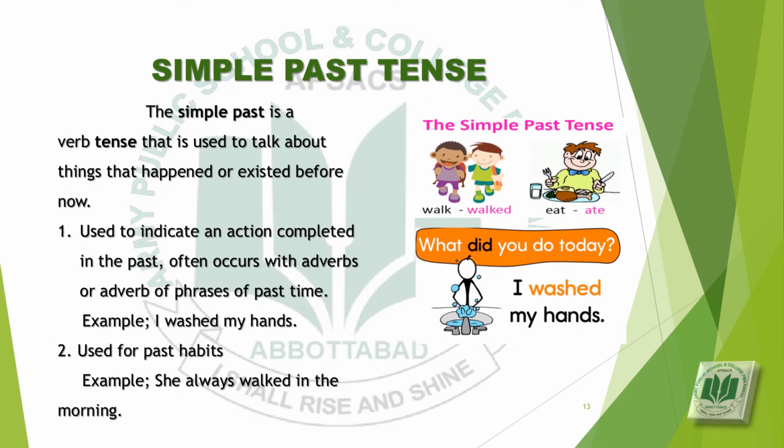Students, now we are going to learn about simple past tense. So let's see what simple past tense is, how it can be used, and what some different examples are. The simple past tense is a verb tense that is used to talk about things that happened or existed before now. It is used to indicate an action completed in the past, often occurring with adverbs or phrases of past time. Just like, I washed my hands. What did you do today? It is also used for past habits, just like, she always walked in the morning.